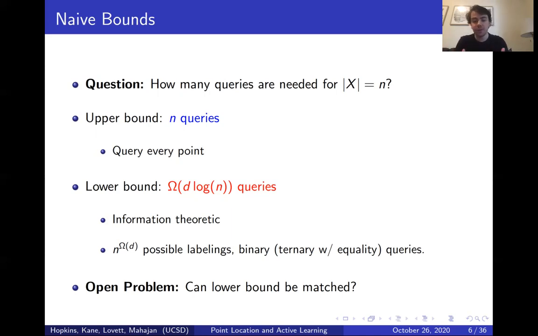And now the big open question in this area for the last 40 or 50 years has been, can we match d log n? Is the information theoretic lower bound actually optimal? We've known you can do better than n, but can you reach d log n?